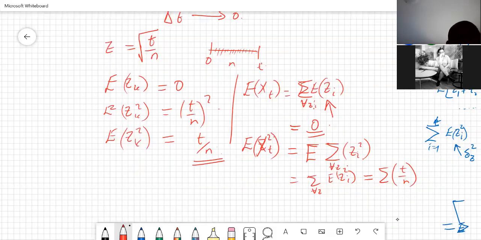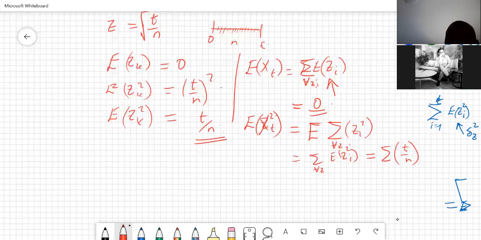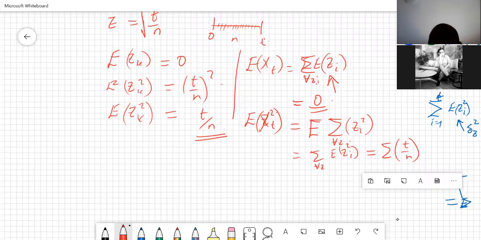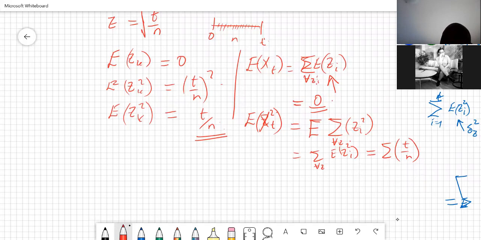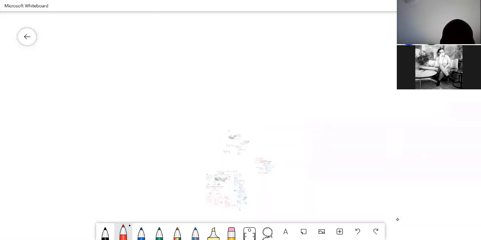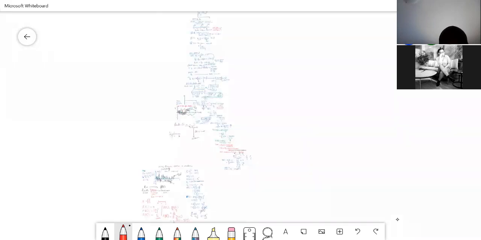When we do all these summations, remember we are summing over how many? We are summing over n of them.